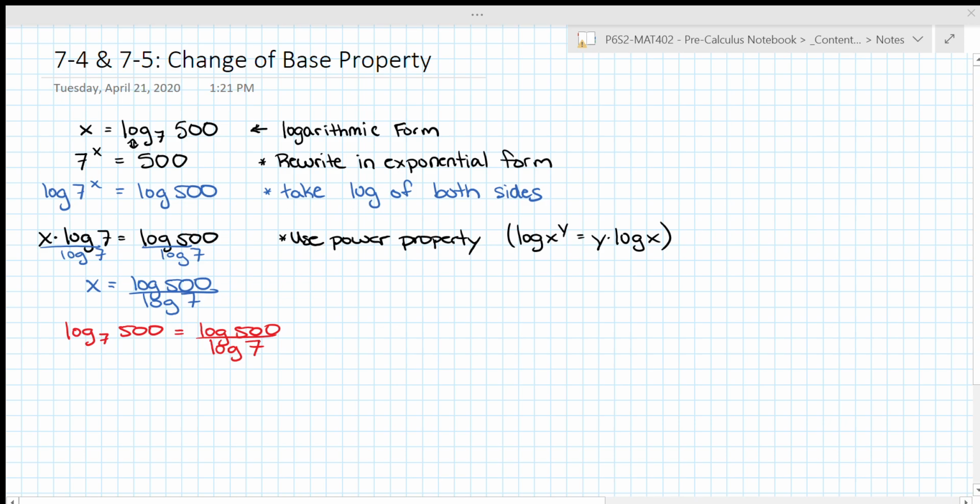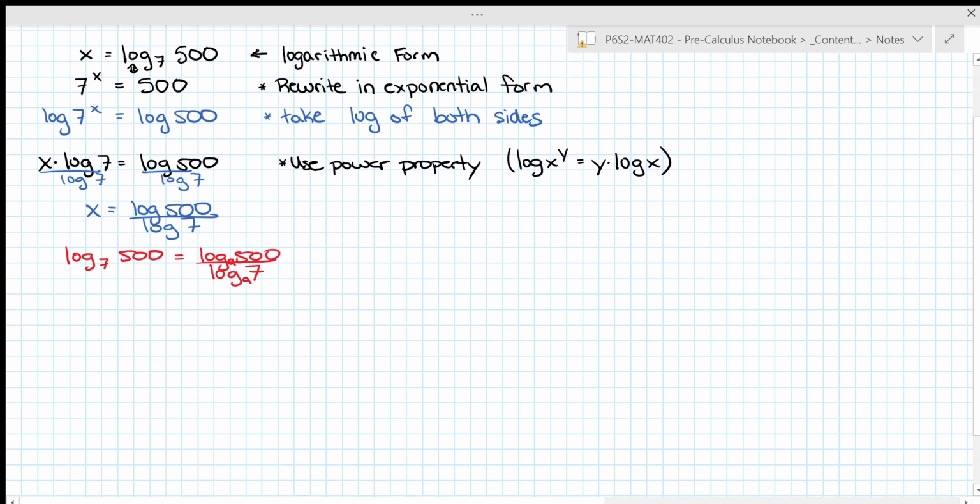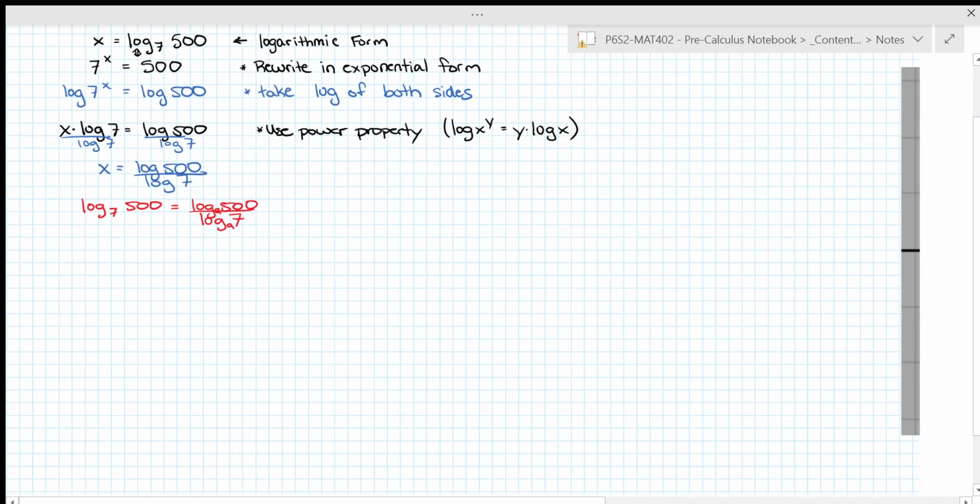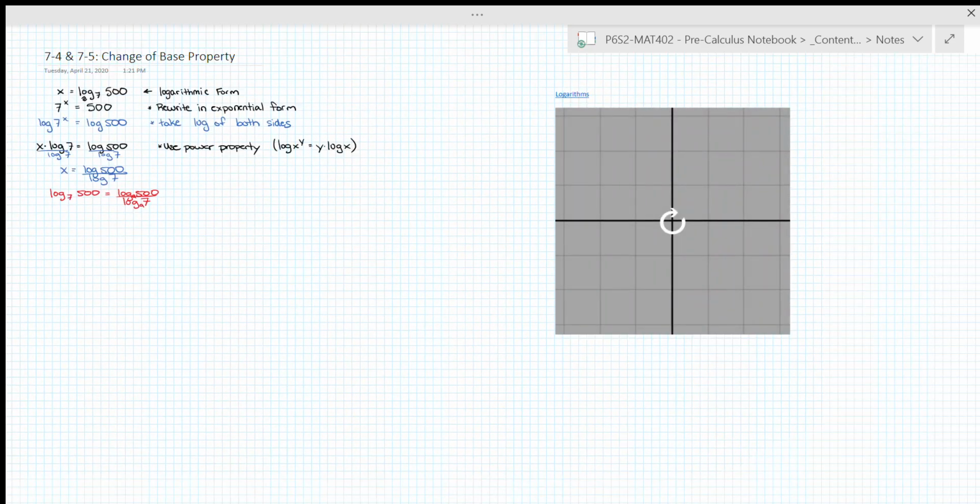So this could have been ln of 500, over ln of 7 to the x, divided by the natural log. This is true for any base a. Right? It would not have to be base 10. So let's just double check that with the calculator, to show how that's true.